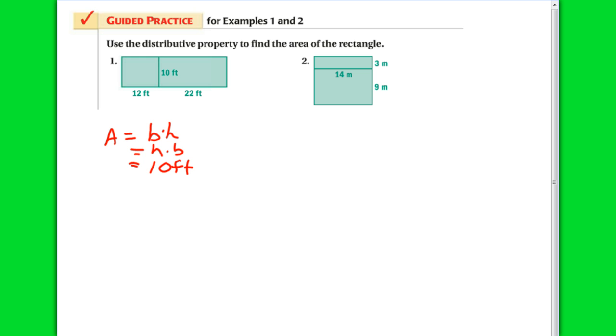Right here, the base of that rectangle, what must we do? Matthew? Add 12 and 22. So 12 feet plus 22 feet. So now you can see why this might use the distributive property. It's really easy to multiply by tens. So we have a choice. We could distribute the 10 across, or we could add what's inside and then multiply by 10. But since we're talking distributive, let's distribute it.